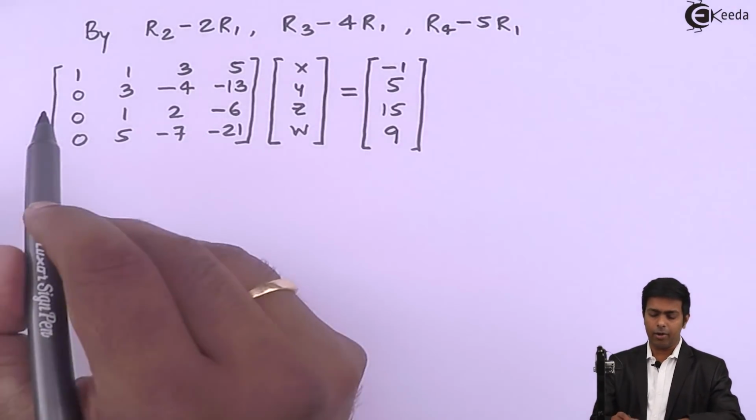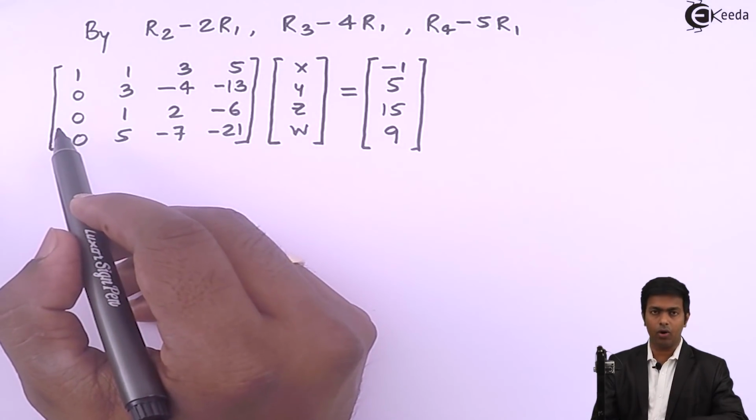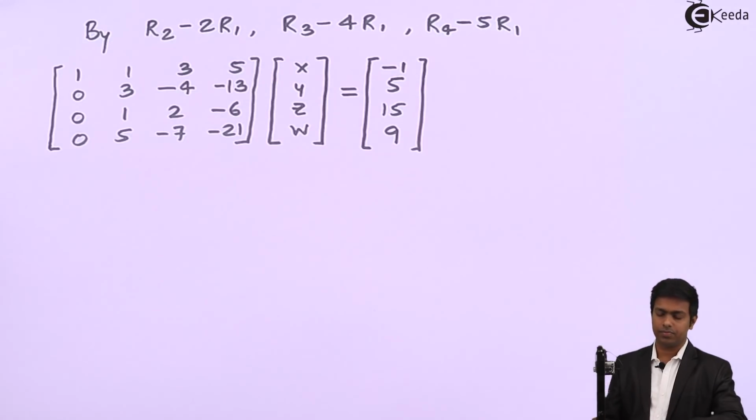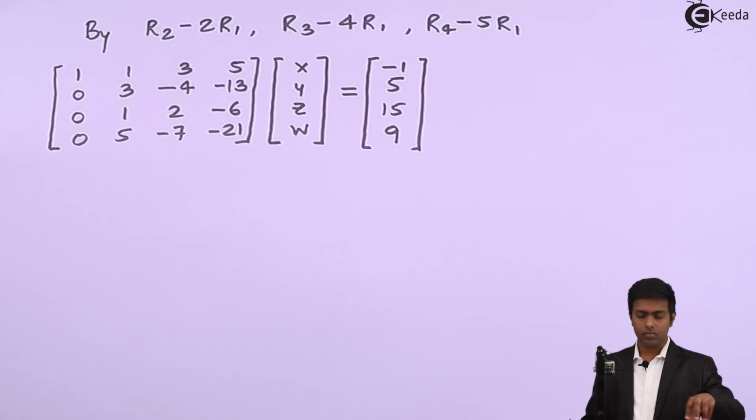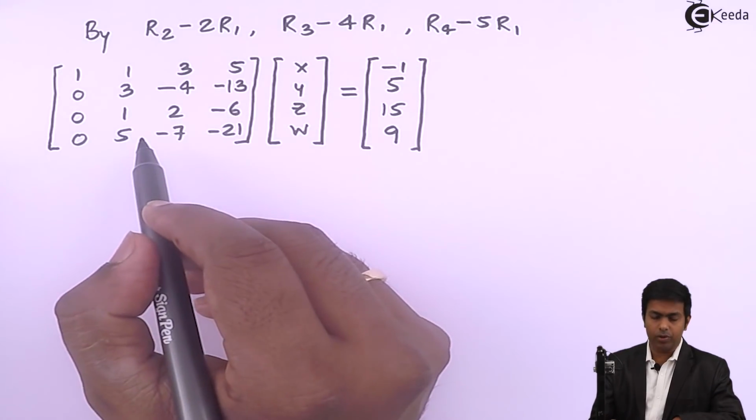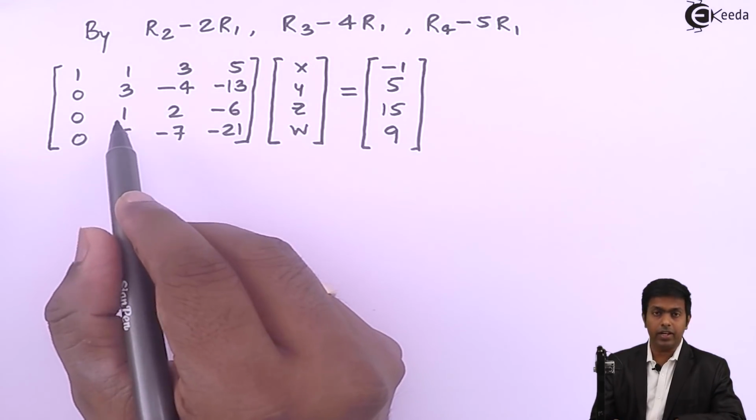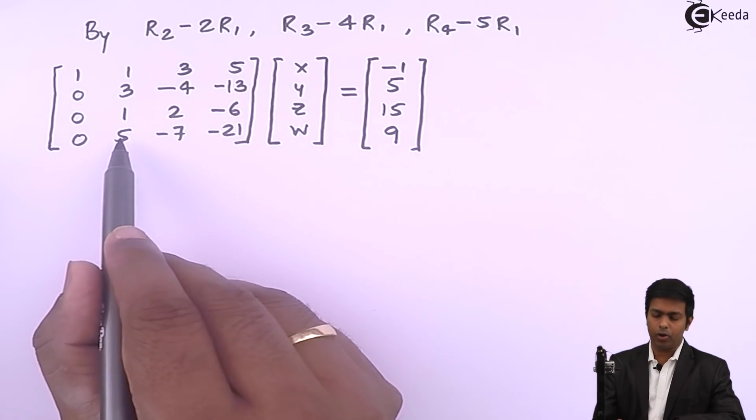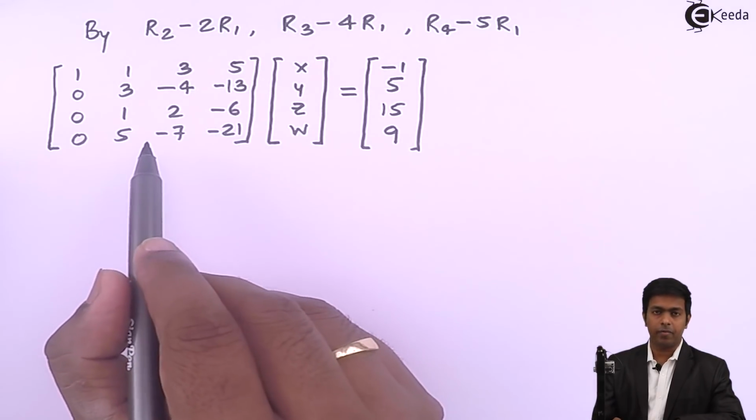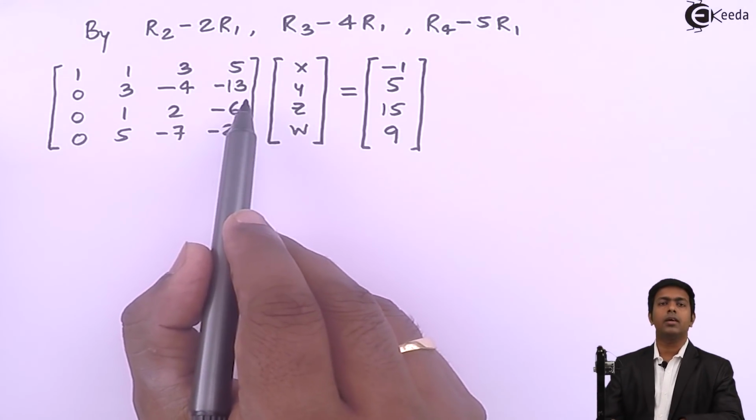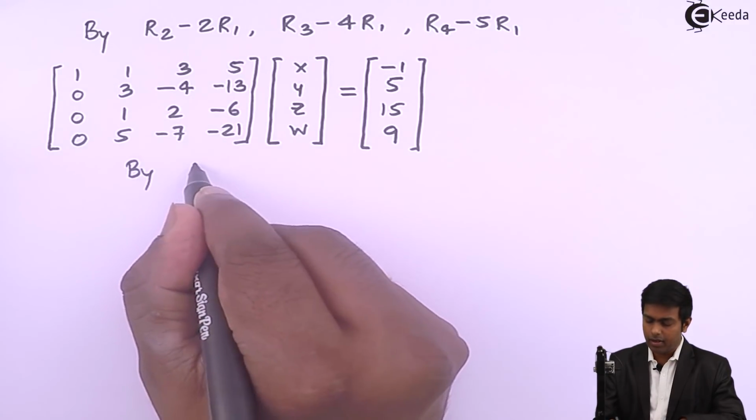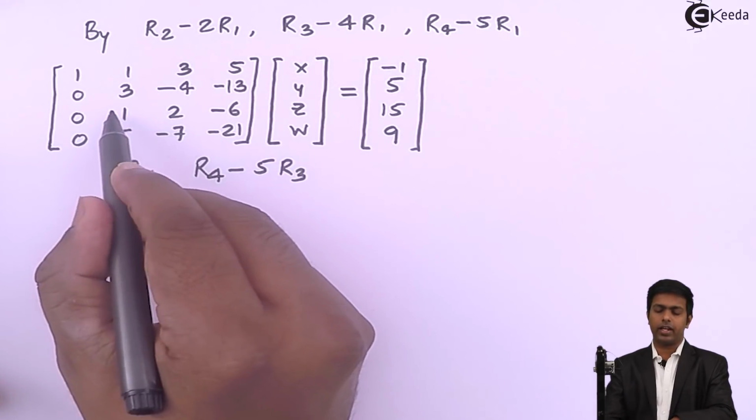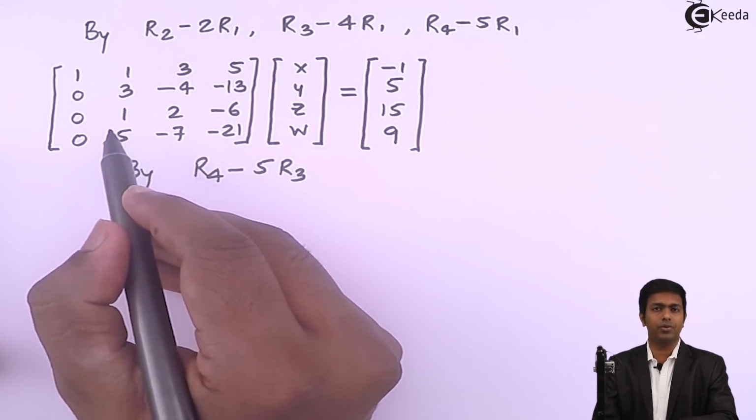So you can see here that I have made these 3 elements 0. Now we have to make this 1, 5 and minus 7 as 0. Now how to do that? What we'll do is subtract row 3 from row 4, but before that we'll multiply row 3 by 5. So here I'll say R4 minus 5 times R3. So you can see here 5 minus 5 becomes 0.